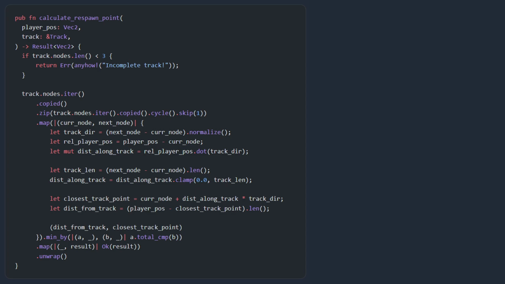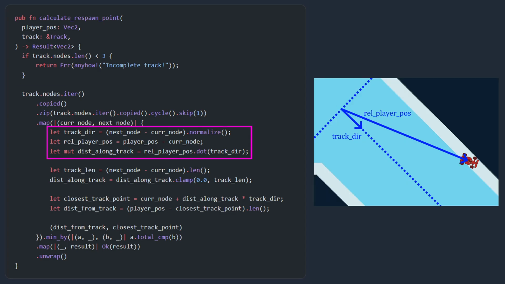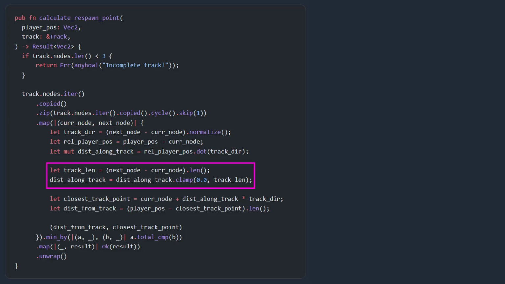Breaking down the function, we first zip each track node with its succeeding node and iterate over each segment of the loop. Next, we compute how far along the current segment the player was when they left the track. This is the dot product of the player's position relative to the start of the segment with the segment's unit direction. We then clamp the player's position along the current segment so it stays within the segment's endpoints. This is needed because the segments have finite lengths.